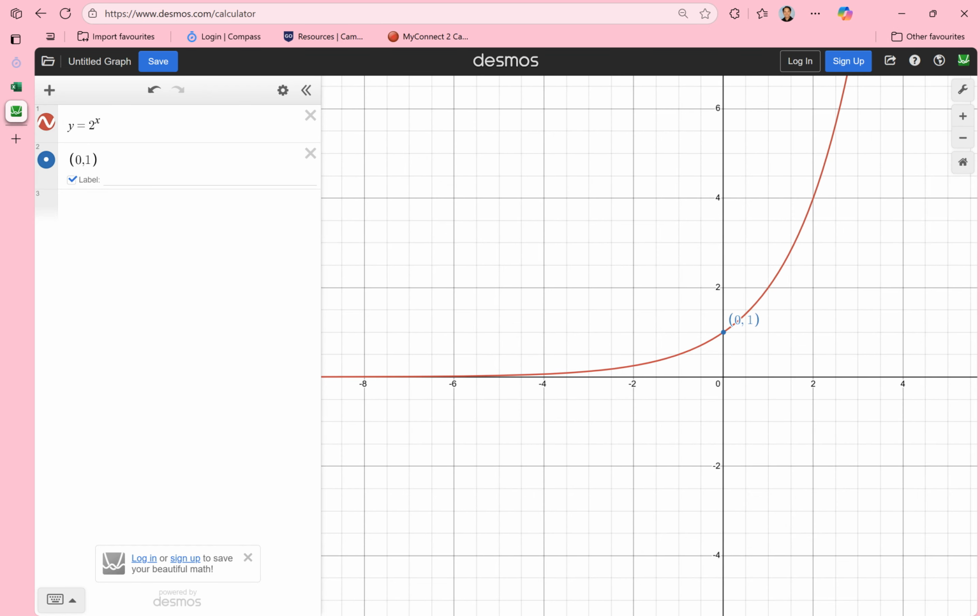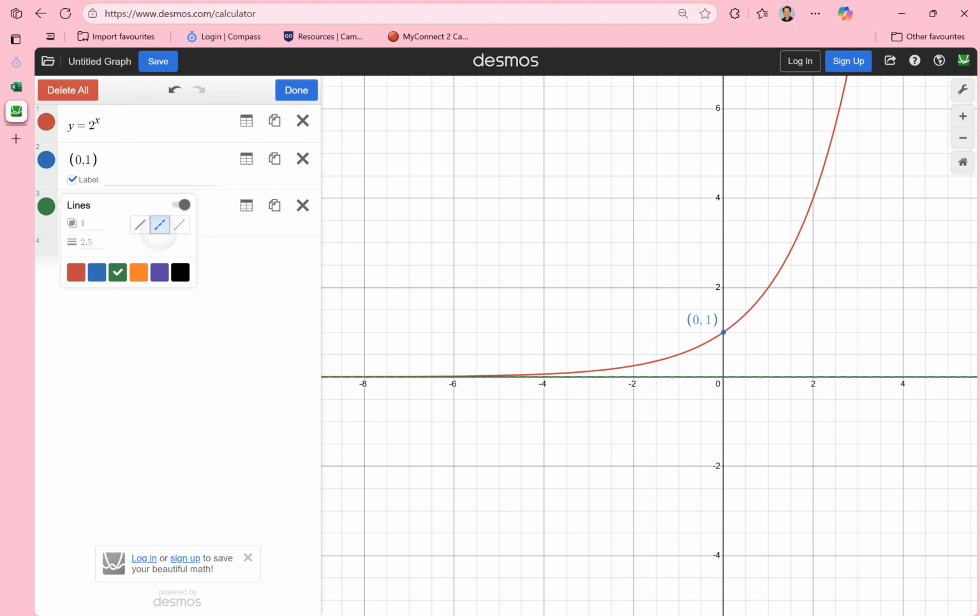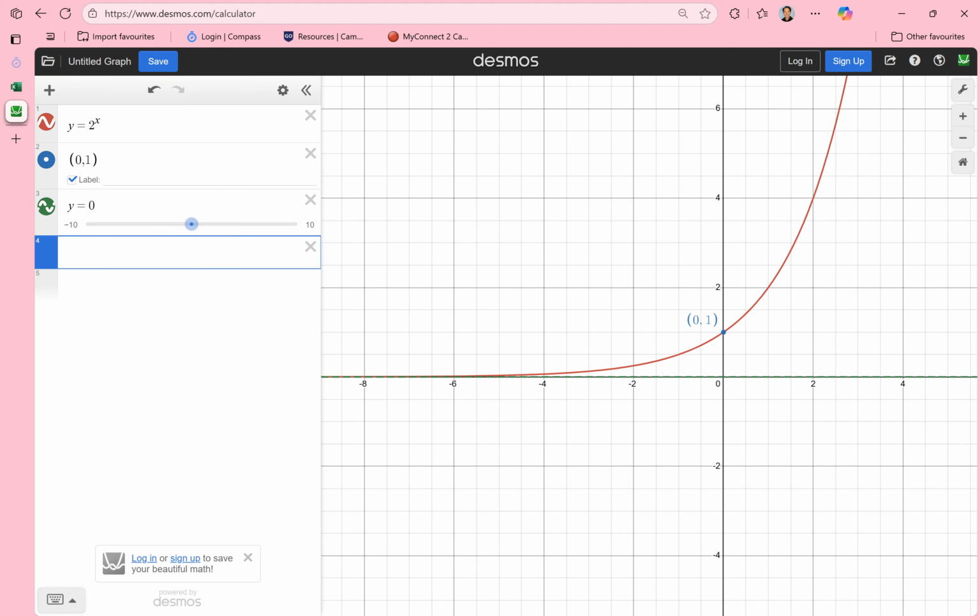So this is your exponential graph. Two properties. One is the asymptote, y equals 0. Let's make it a dotted line so that you remember. So there's a green dotted line there. That's y equals 0. And the y-intercept is 0, 1. Now watch what happens when I change the base.